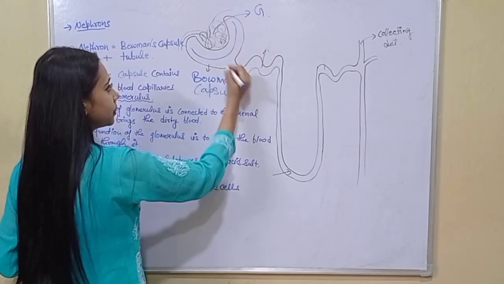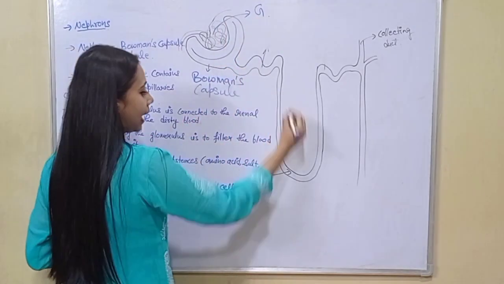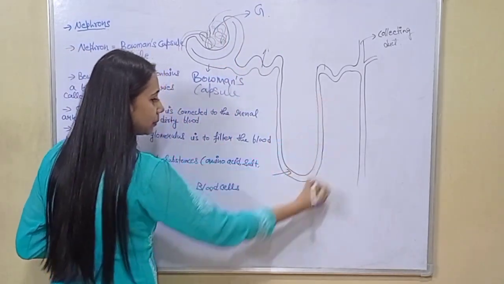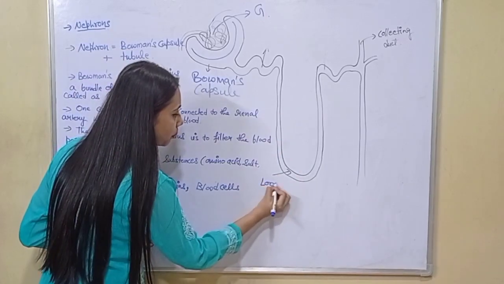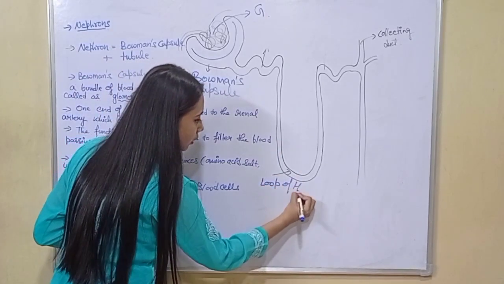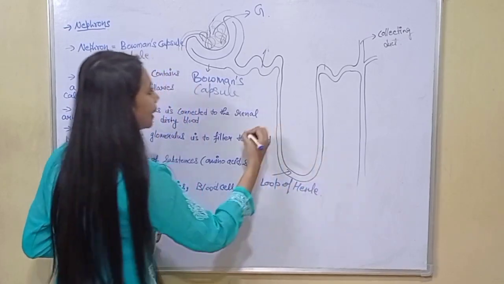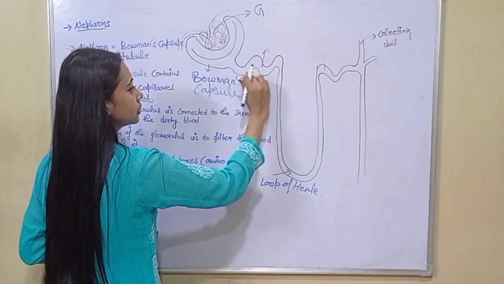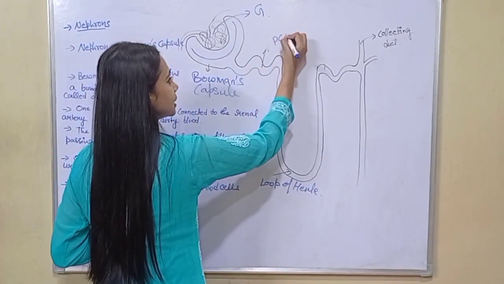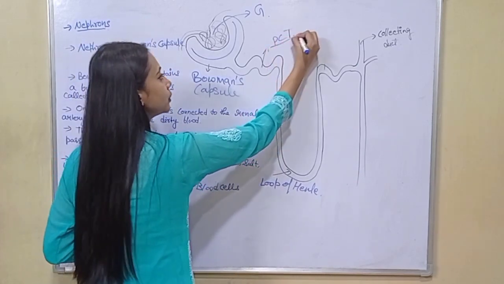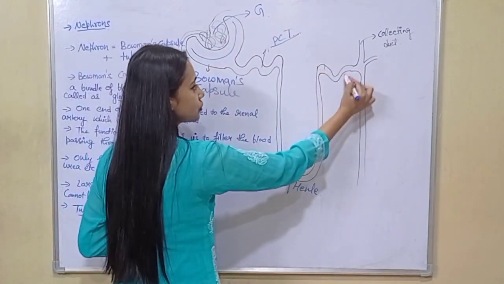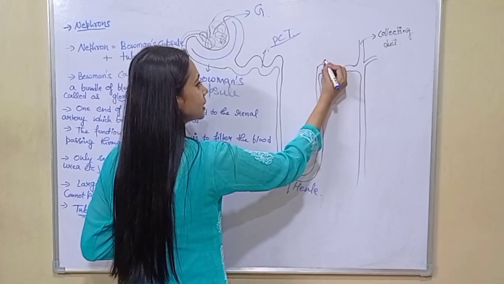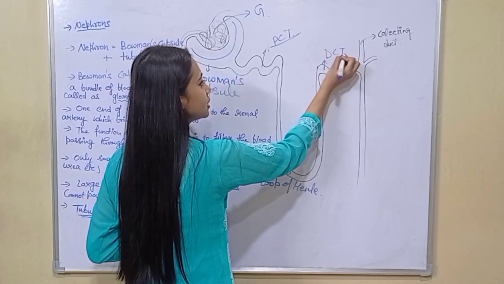Now let's talk about the structure of the nephron. So this is the glomerulus, this is Bowman's capsule, and this U-shaped structure is known as loop of Henle. And this upper part is known as PCT, that is proximal convoluted tubule, and this structure is known as DCT, that is distal convoluted tubule.